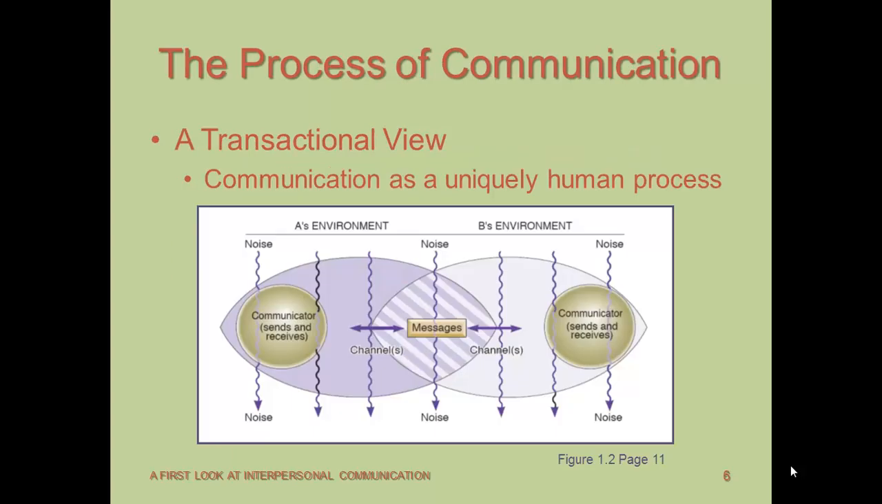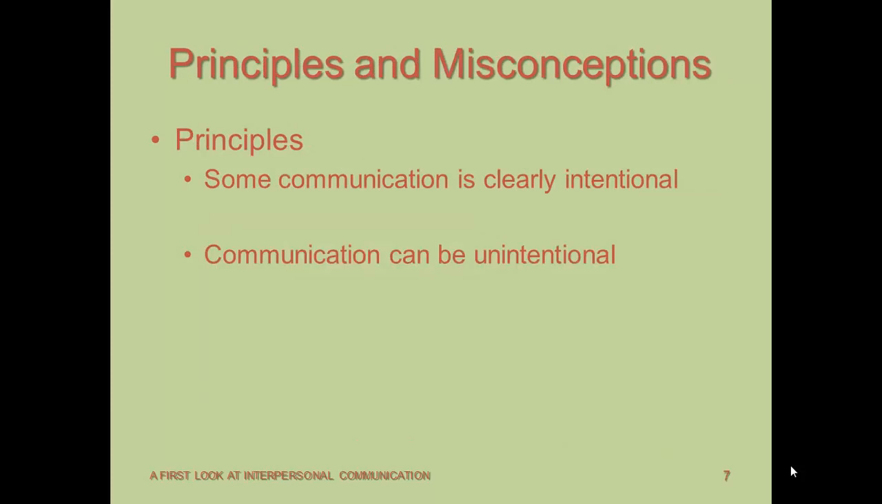And here's that transactional model that basically summarizes everything that we just talked about. You have communicators who are in overlapping environments, exchanging messages through a variety of channels, and all of those messages, notice how constant noise is. Again, that physiological, psychological, or external noise that's impacting our message. So this is actually the model that communication scholars use when they look at our communication tendency as human beings. And this is the most current and relevant to everything that we do.